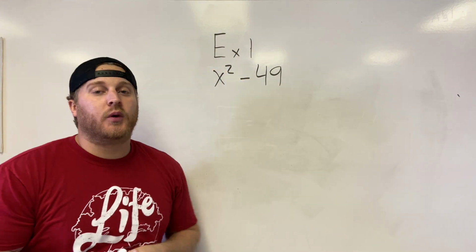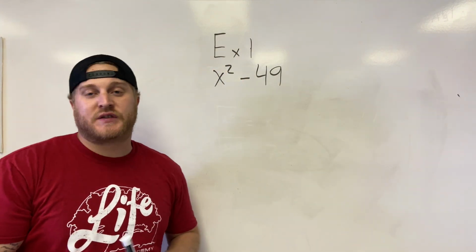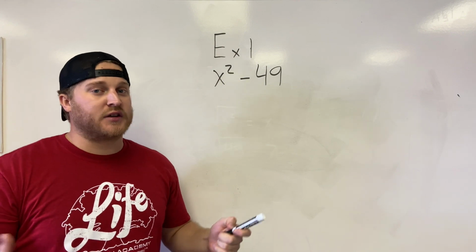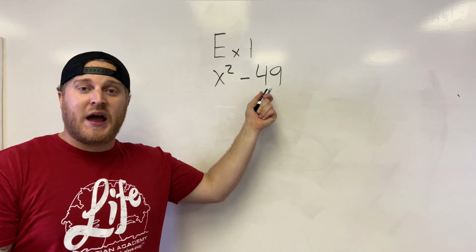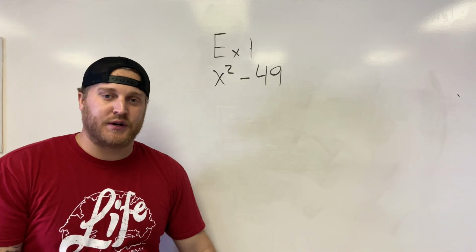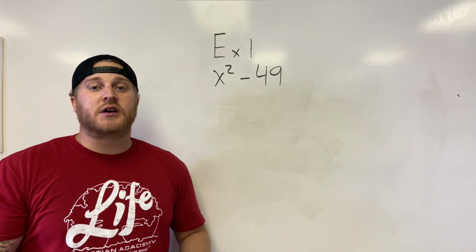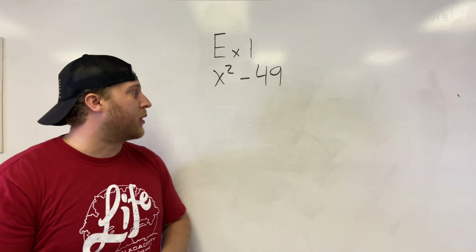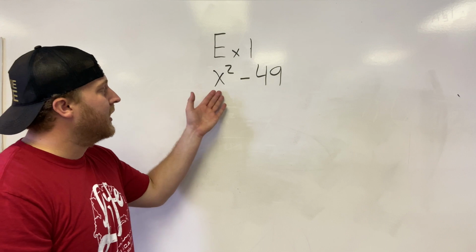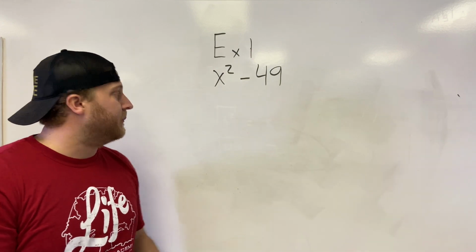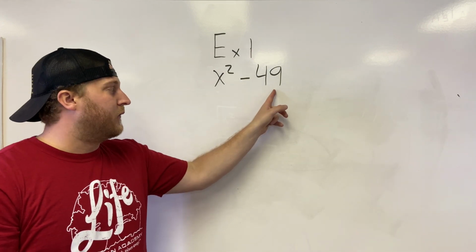All right, for example 1, we have x squared minus 49. Now this is the difference of two perfect squares because x squared is going to be a perfect square. And if you have that list, you know that 49 is also a perfect square. So let's look at our steps and how to solve this problem. Step number 1, factor out any common monomial. So we have to look, is there anything in common between x squared and 49?